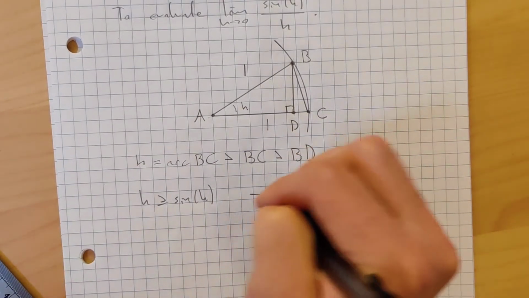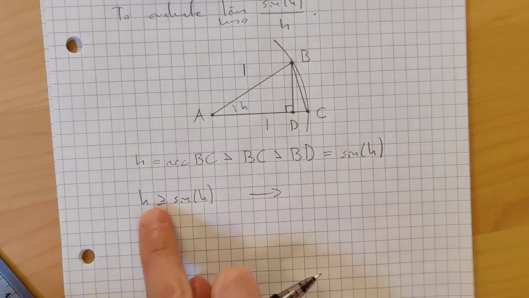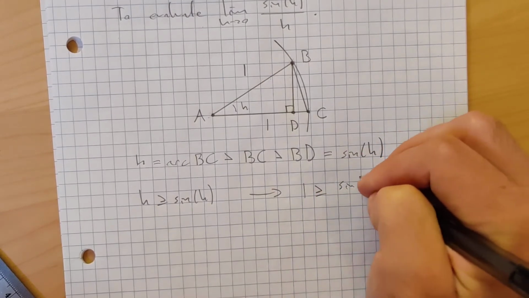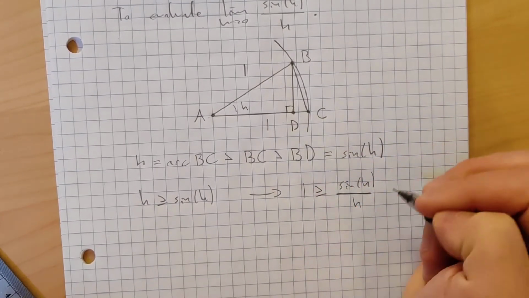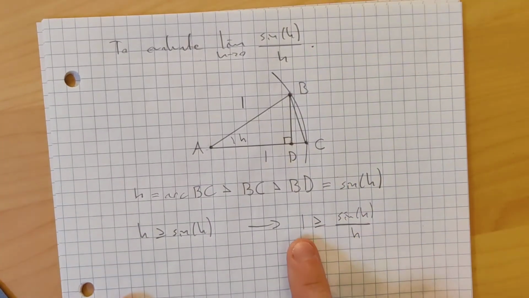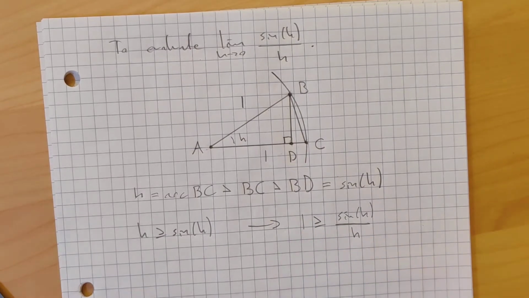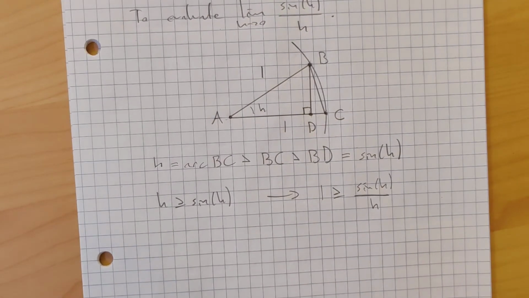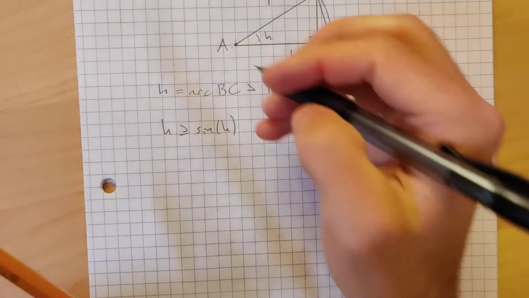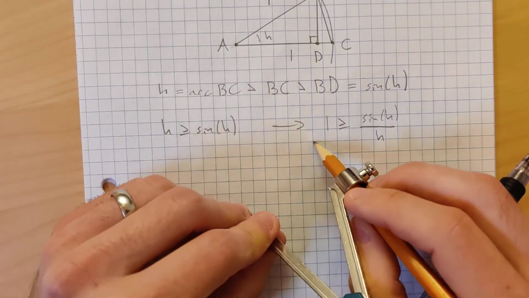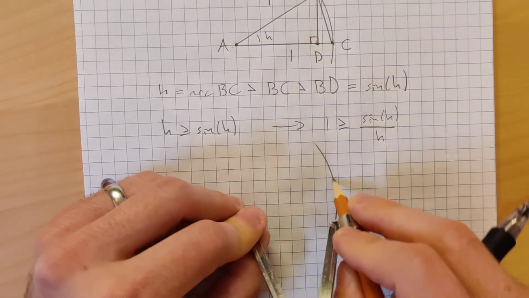And so if I divide both sides by h, I get that 1 is bigger than or equal to sine of h over h. Cool. I'm looking to evaluate this limit, and now look what I have. I have an upper bound, something that's bigger than it, 1. Now I'm going to get a lower bound. How can I do that? Let's do some more geometry. I'm going to draw another section of the unit circle, just like this.